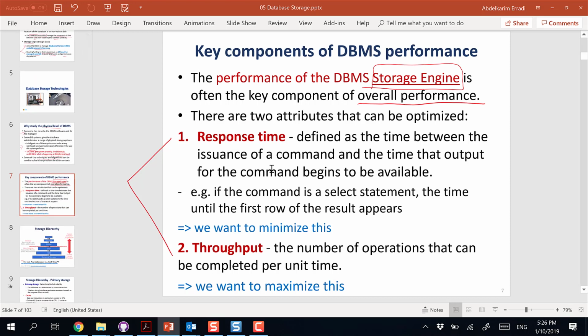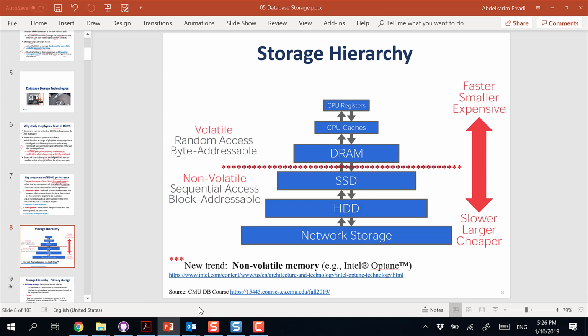Okay, so for us to understand this, we first need to revise, maybe some of us have already seen this many times, the storage hierarchy in a computing system. So the storage hierarchy, you can divide it into two major blocks, if you wish. There is the volatile random access memory, and there is the non-volatile sequential access block addressable storage. Okay, so the volatile parts include the RAM, CPU caches, and CPU registers.